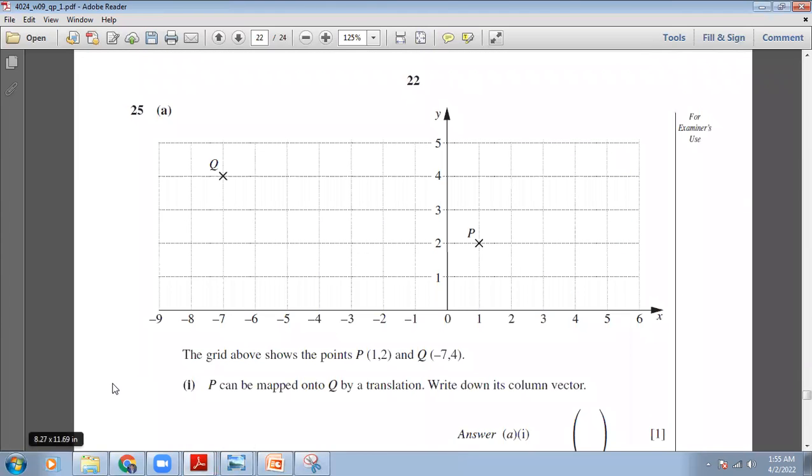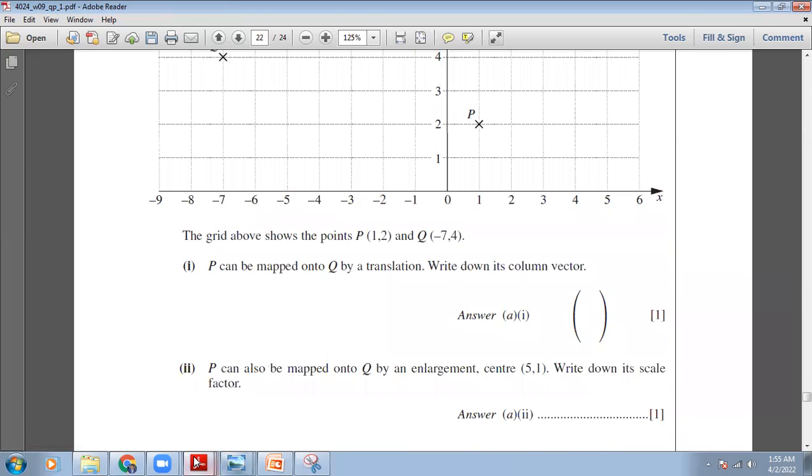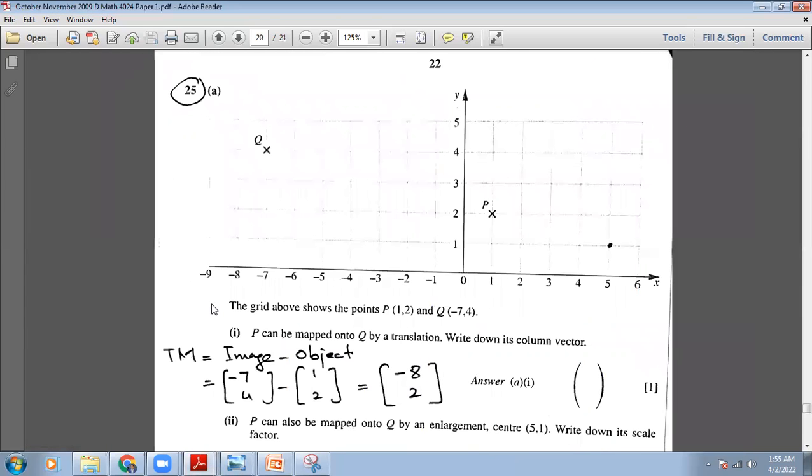Question number 25 is showing up on your screen. He says the grid above shows the point P, which is 1, 2, and Q, which is minus 7, 4. P can be mapped onto Q by a translation. Write down the column vector. You see the column vector of the translation very easily. We can find the image minus the object. The coordinates of the image are minus 7, 4 minus the object, and that is 1, 2. Sorry. So let me show you. I have done this.